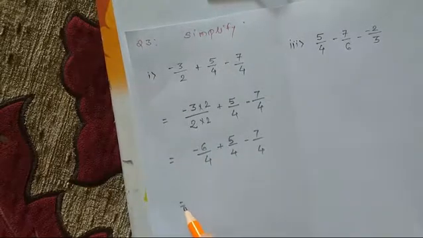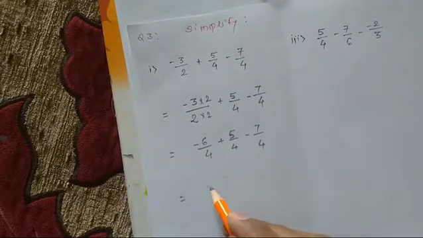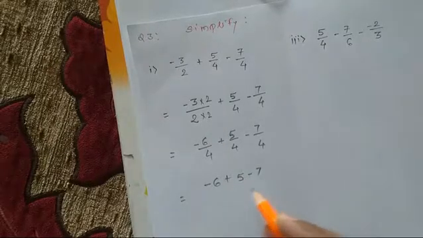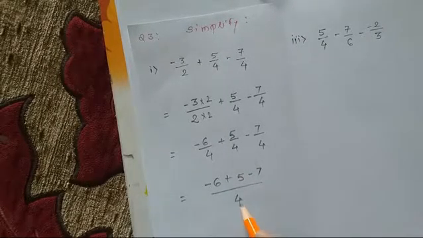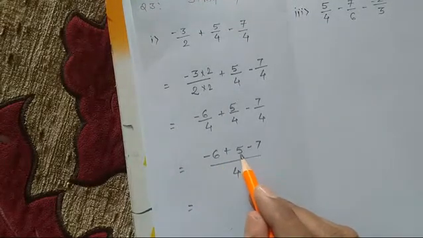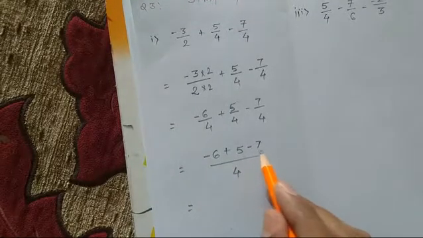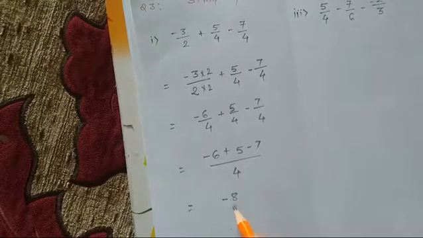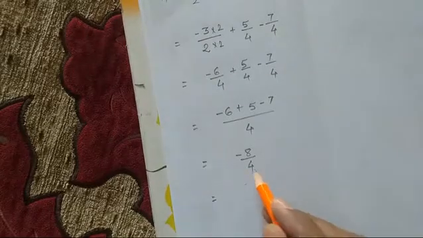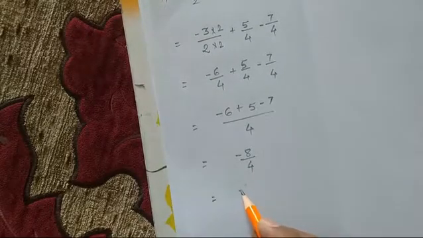Now denominators are same, we can add or subtract the numerators. Minus 6 plus 5 minus 7 upon 4. The sum of minus 6 and 5 is minus 1, and minus 1 minus 7 is minus 8. Minus 8 upon 4. And final answer will be minus 8 upon 4 means what? Minus 2.